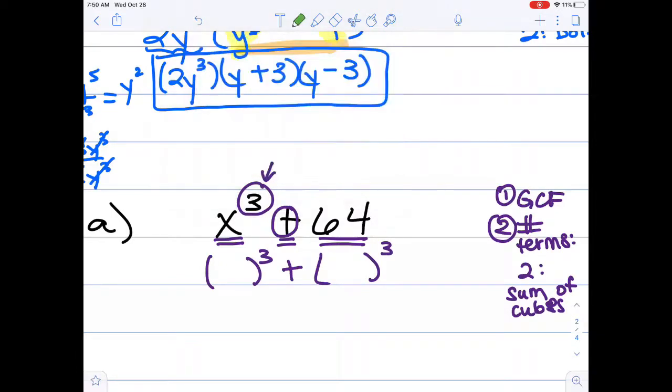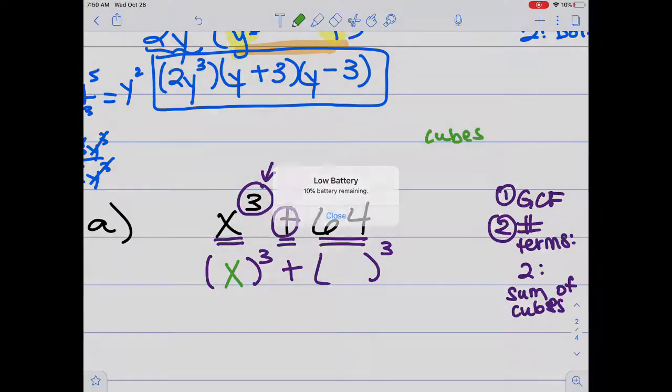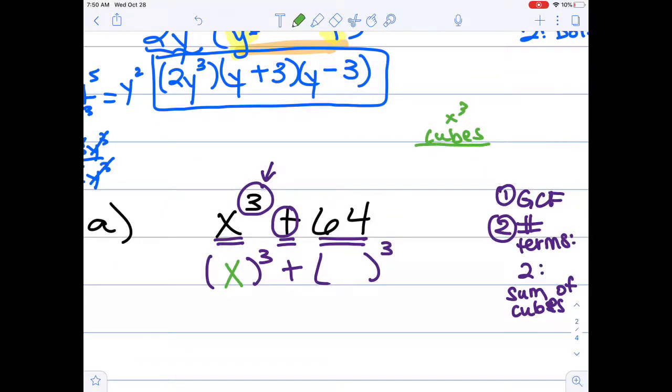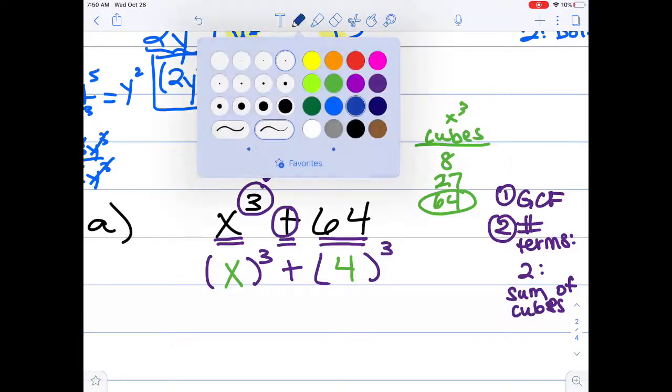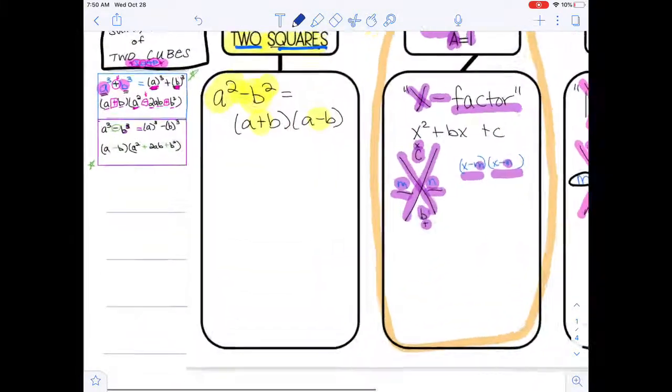Well, I definitely know that x cubed is like saying x quantity cubed, but is 64 a perfect cube? Let's check that. If I've got my list of cubes here, I know 1 cubed is 1, 2 cubed is 8, 3 cubed is 27, 4 cubed is 64, and so on. But look at that. Woohoo! 64 is 4 cubed. So because it is in that form of a sum of cubes, I can use this form to factor it down.